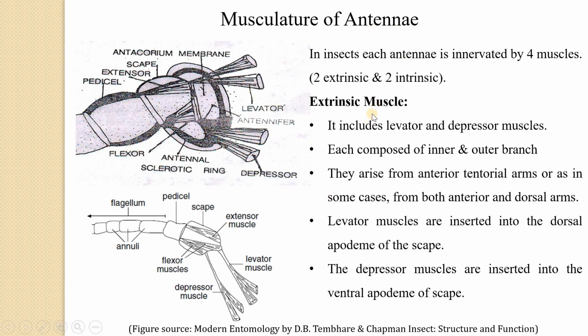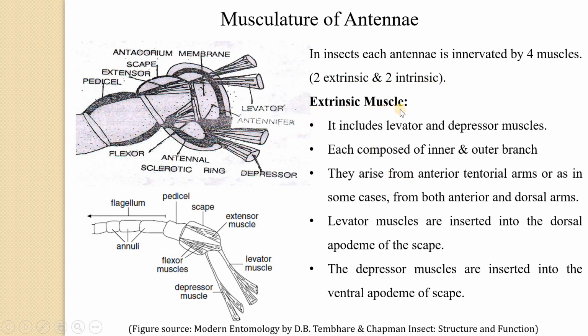Now in insects from Thysanura to all Pterygota, each antenna is innervated by 4 types of muscles. And these 4 types of muscles are broadly categorized as extrinsic muscles and intrinsic muscles. Obviously their names suggest their origin. Extrinsic means they arise from the external side, and intrinsic means they arise from the internal side. So again there are 2 extrinsic muscles and 2 intrinsic muscles. So let's see one by one.